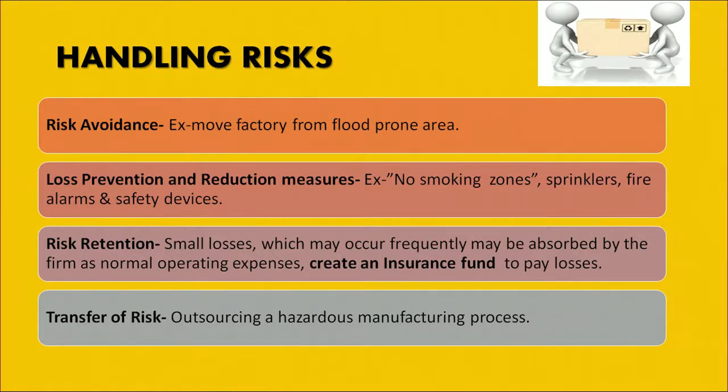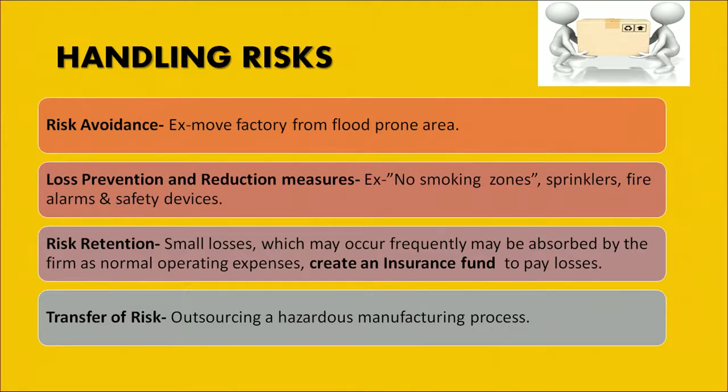We can also have risk retention. So what do we mean by risk retention? It means that small losses which may occur frequently may be absorbed by the firm as normal operating expenses by creating an insurance fund to pay losses. So it is like an earlier mechanism which used to exist many years back, where people used to accumulate funds for a contingency situation which might arise, for example, a death of a family member or some mishap in the family, so that they can retain that risk by pulling up funds from that source, which is a contingency fund or an insurance fund kind of a thing.